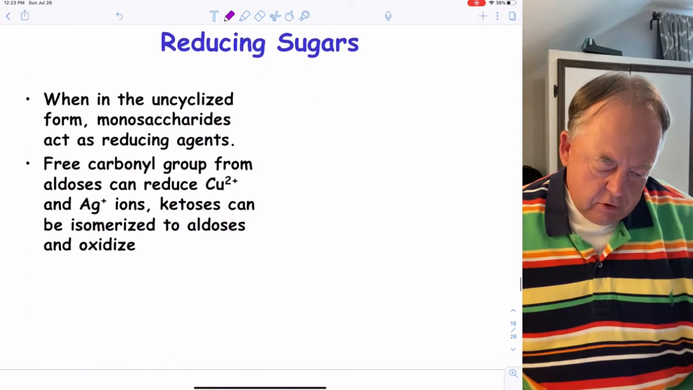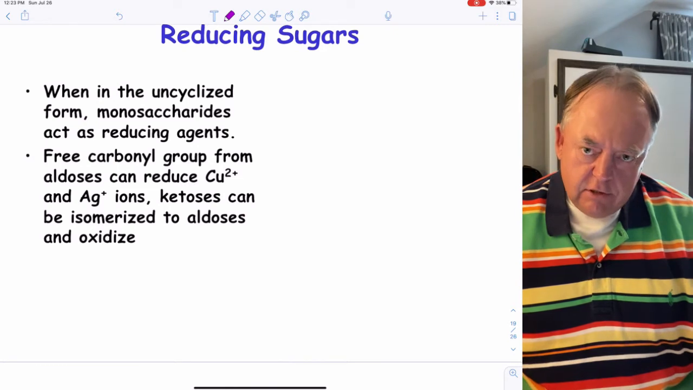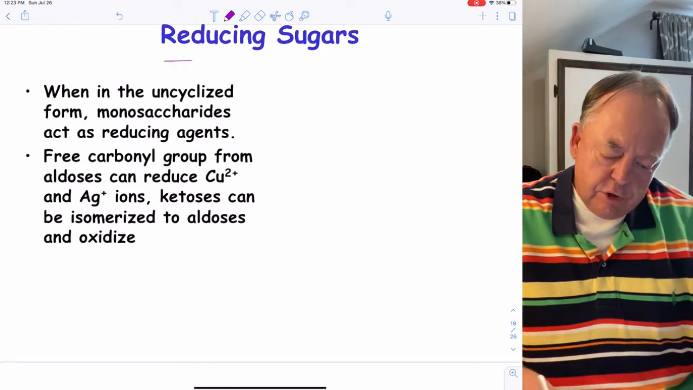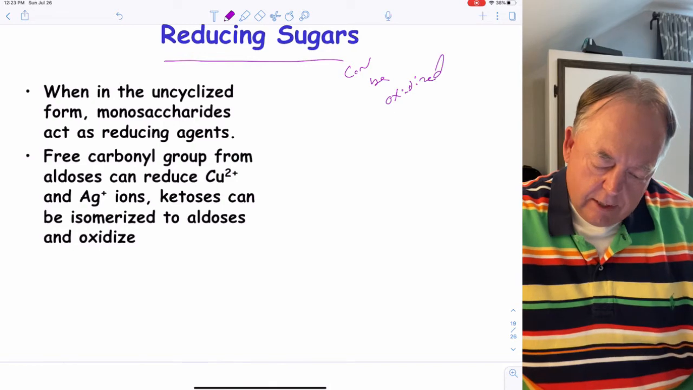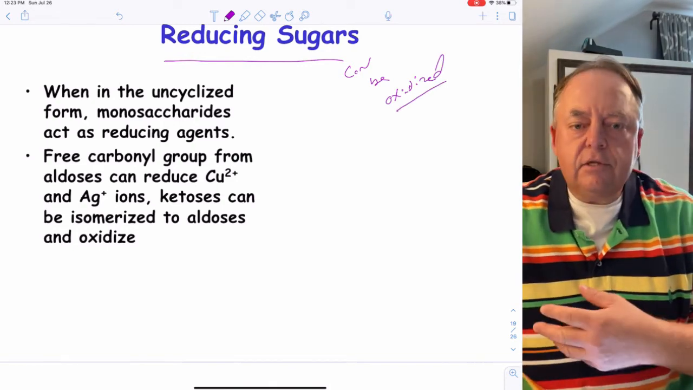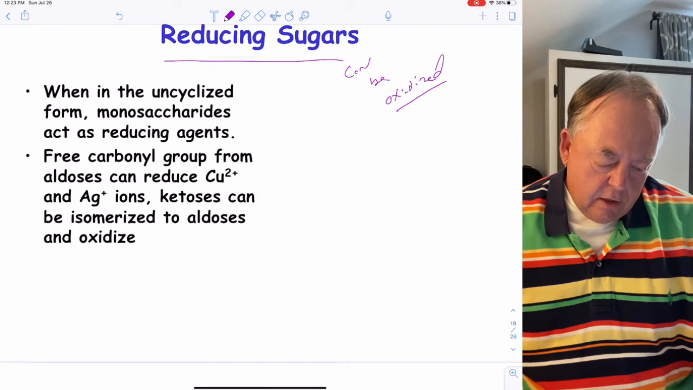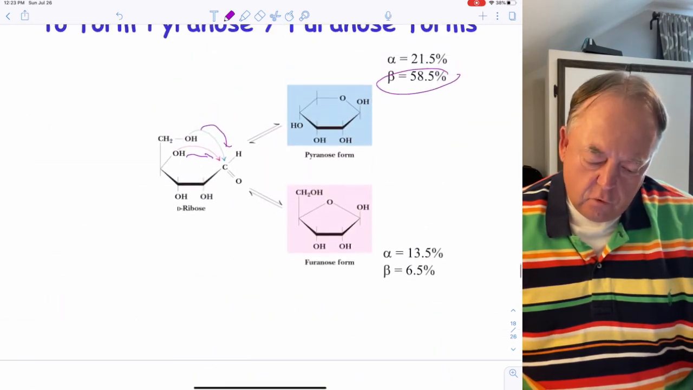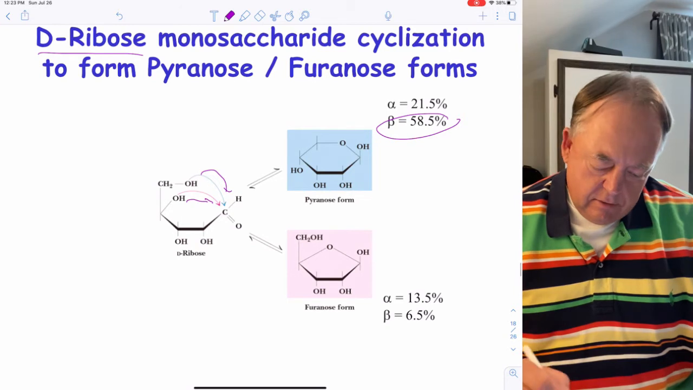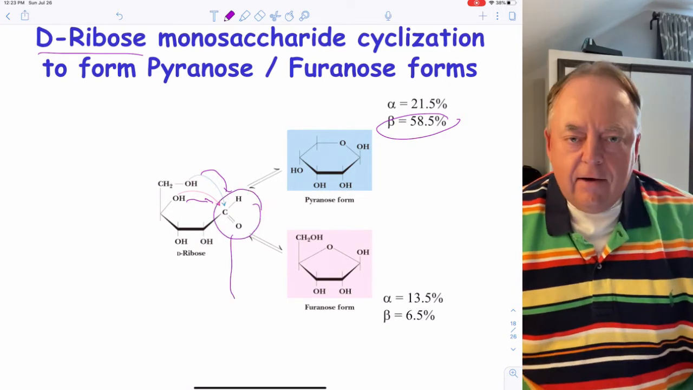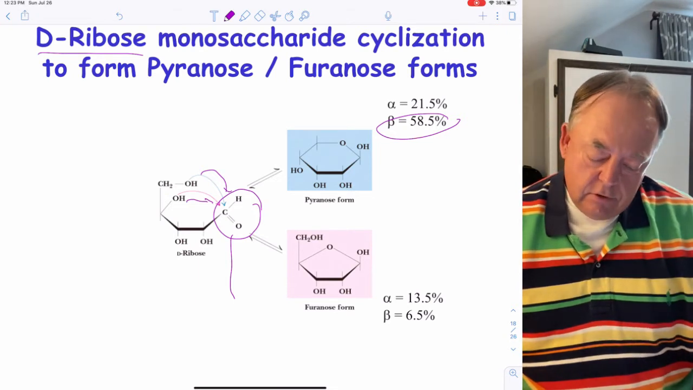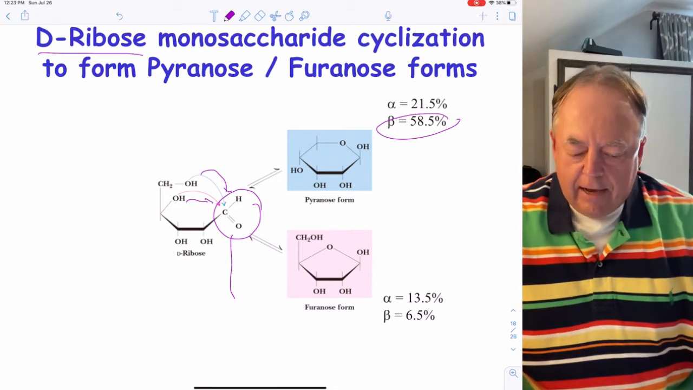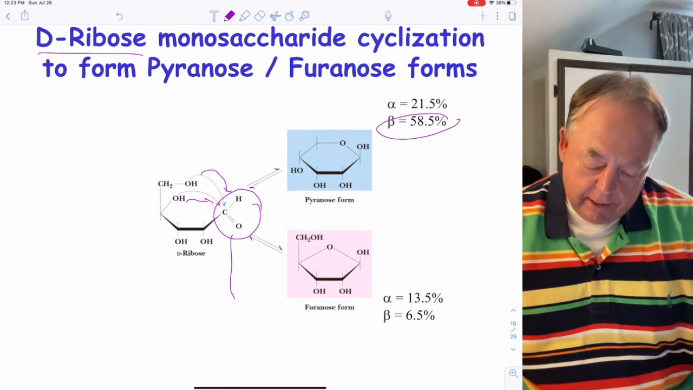Okay, so if we look at a little bit of the reactions of carbohydrates, some more terminology. Reducing sugars are sugars that can be oxidized, and so something else gets reduced. When they're in the cyclized form, they're not susceptible to oxidation. But when they're uncyclized, you have an aldehyde, and you know from the aldehyde and ketone chapter that aldehydes can be oxidized. Ketoses can isomerize to aldehydes, and they can be oxidized by that process as well.